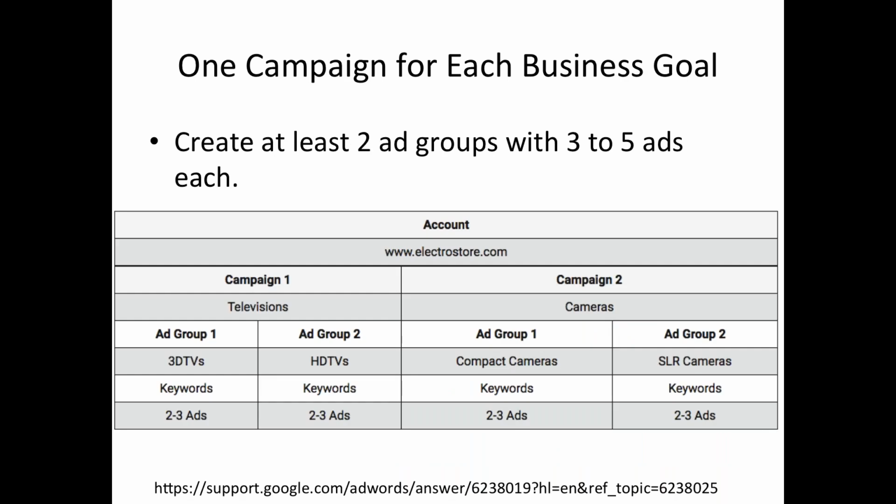Ideally, you need to have one campaign for each business goal, and under that campaign you can have at least two ad groups with 3 to 5 ads each. So for example, in this screenshot we have electrostore.com. Campaign 1 can focus on television, while campaign 2 can focus on cameras. And then for television, there are two ad groups. One is focusing on 3D television, and the other one is focused on HD television. And then, meron siyang 2 to 3 ads under it. The other one, yung camera, yung isa compact camera, SLR, and then 2 to 3 ads naman siya.